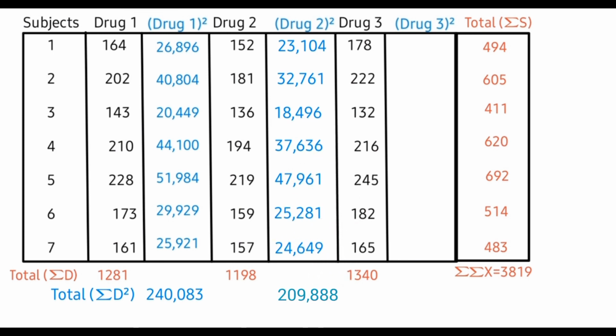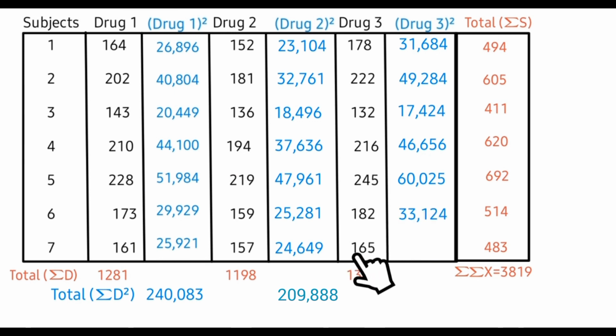Let's get the square of the third drug. Square of 178, square of this, square of this, square of this, square of this, 182 square. Lastly, the square of 165 gives this value. Now let's add all these values together. 31684 plus this, plus this, plus this, plus this, plus this, plus this.